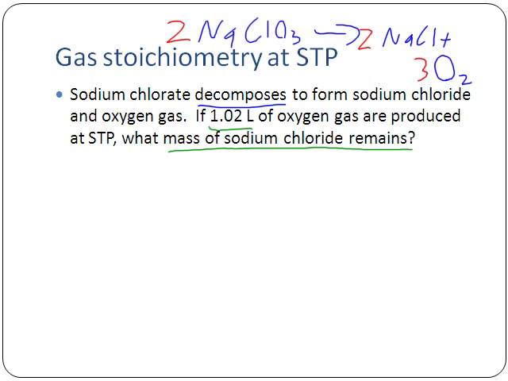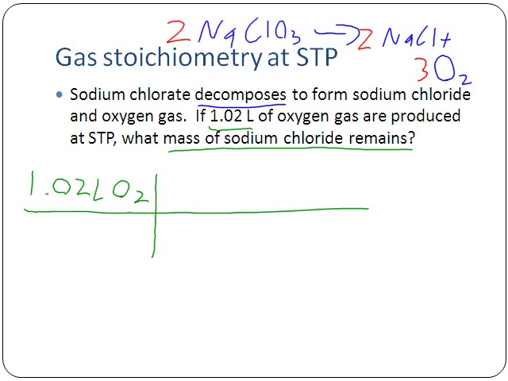Next, we want to take a look at what we start with in this particular problem. We are told we have 1.02 liters of oxygen gas at STP. So the amount we start with is 1.02 liters of oxygen gas, and we're going to set up our table, same as what we have in the past. We want to cancel liters of oxygen. The first step in any stoichiometry problem is to go to moles.